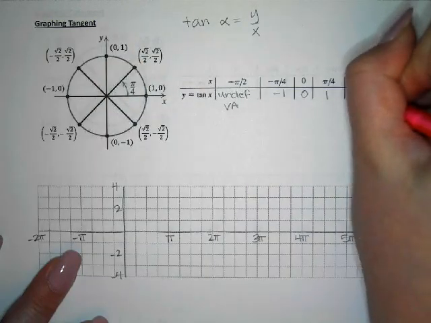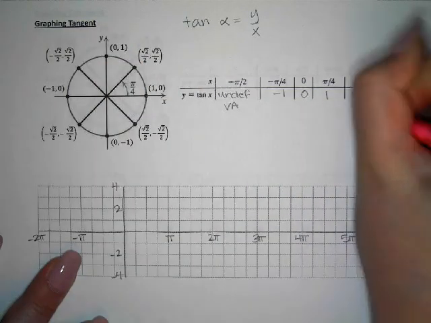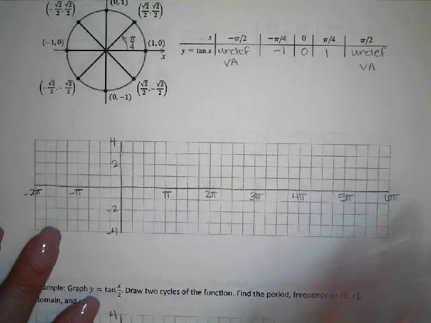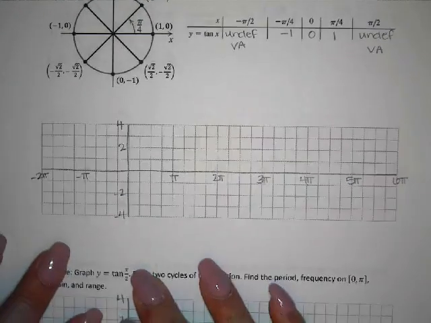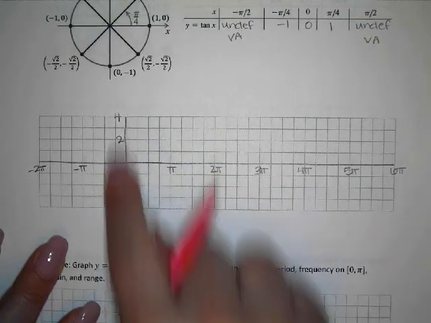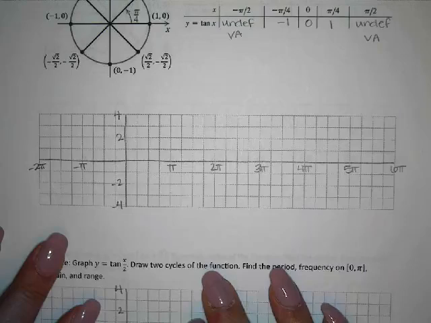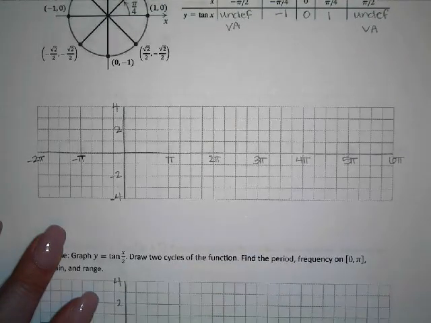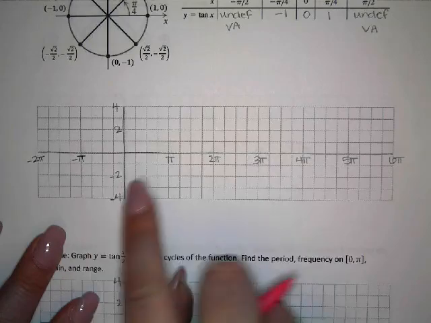Okay, so I went ahead and I drew my axes similar to what I did in the sine and cosine video, but I scaled the y-axis a little differently this time just to save myself some time. I drew these ahead of time so the video wouldn't be as long. Okay, so the first thing I'm going to do is go ahead and draw my vertical asymptotes.